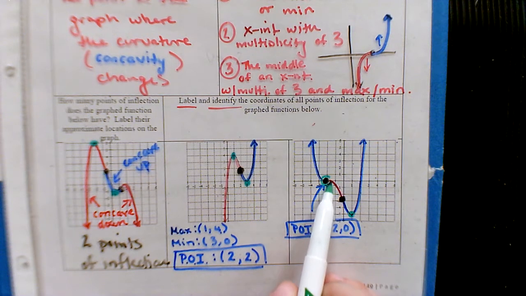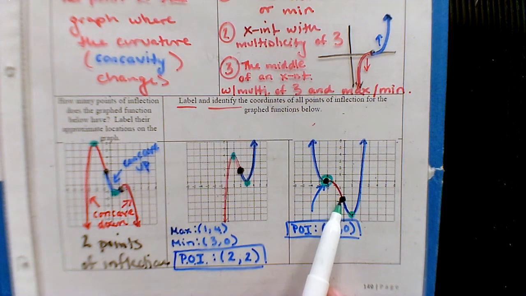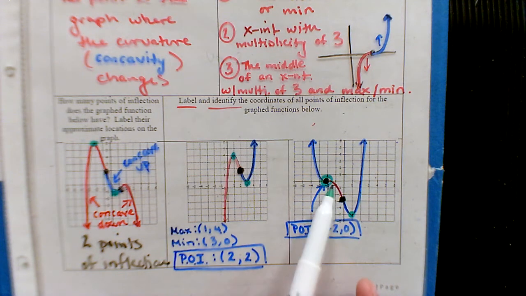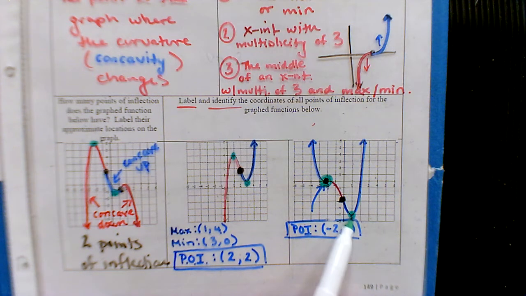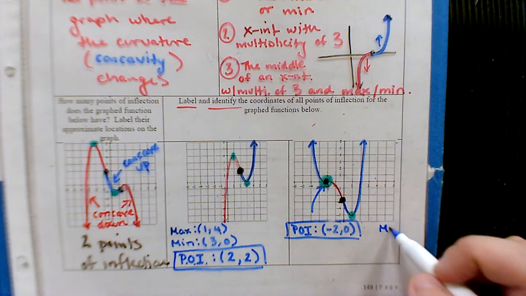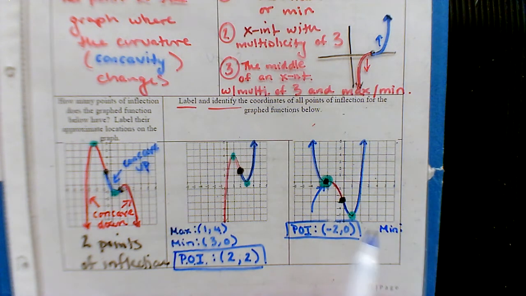Right, this is an x-intercept with a multiplicity of 3. So this point of inflection is actually an example of the third one. Notice how this point is in the middle of an x-intercept with a multiplicity of 3 and a min or max. In this particular case, it's a minimum. Okay, a little tricky there. So we're going to have to figure out another middle point, kind of like how we did in the last example.